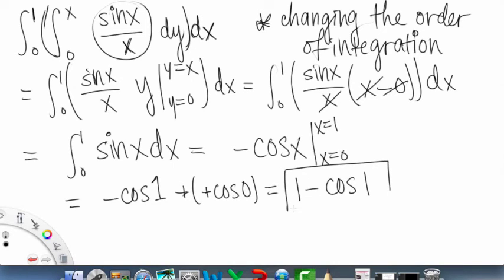That's as far as you can go without a calculator, because I don't know cosine of 1 off the top of my head, and I'm pretty sure most people don't. But if you do, then congratulations. Anyways, that's our final answer for that problem.